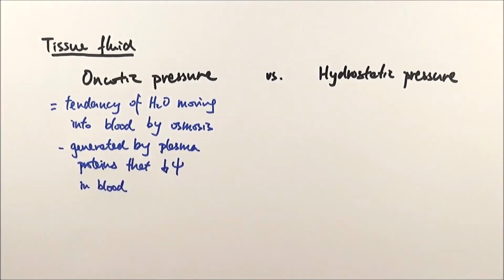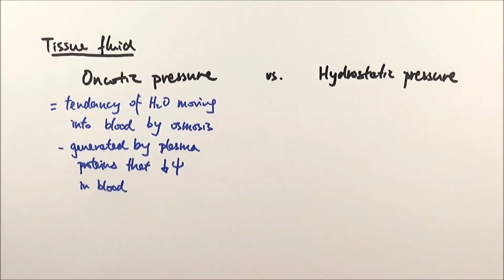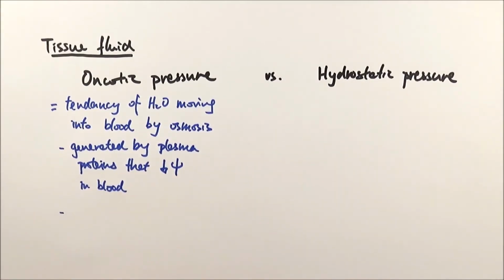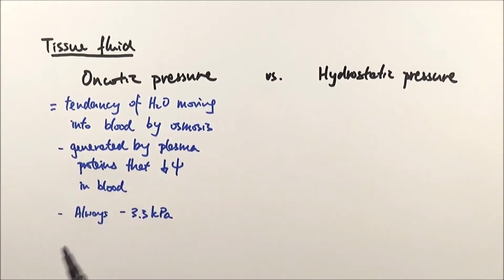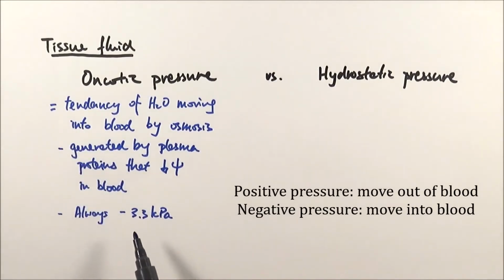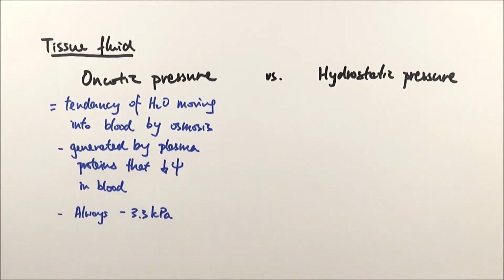Because these plasma proteins are so big, they never leave the bloodstream, so the oncotic pressure always stays the same, and it's measured to be minus 3.3 kilopascal. A minus pressure refers to substances wanting to move into the blood. If it's a positive pressure, it means that substances are moving out of the blood. And that will be the case in the hydrostatic pressure.